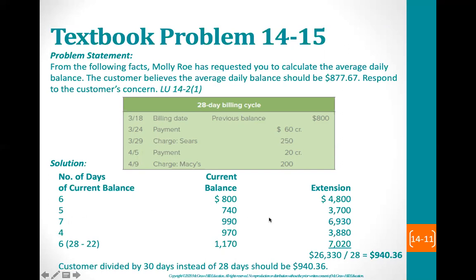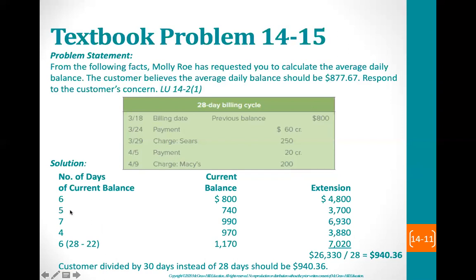7 times $990 is $6,930. She then makes a $20 payment. So her balance goes from $990 to $970. And it stays the same for 4 days. 4 times $970 is $3,880. Lastly, nothing happens after her last charge.